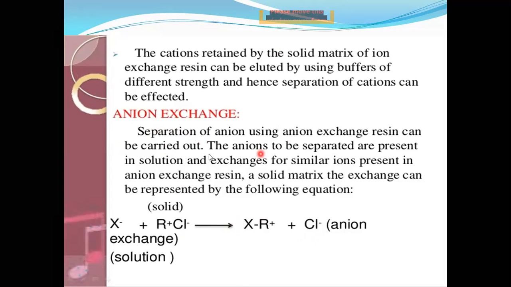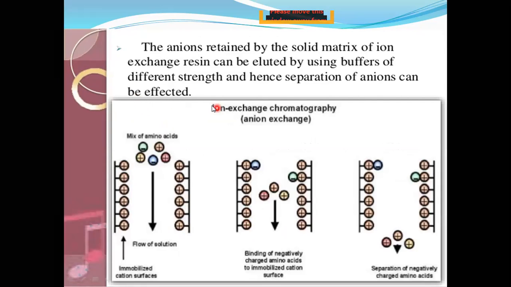Next, the second one is anion exchange. Here this is our solid resin. This solid resin contains R plus, which is attached to our resin, and Cl minus can be replaced. So this Cl minus will be replaced with whom? X minus. Thereby we get R plus X minus, and this X minus is retained on the solid surface. Again it can be removed by using the mobile phase. So here, see, by using buffer solutions we can remove it.